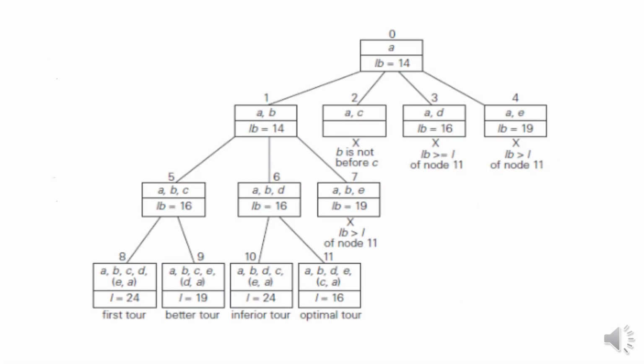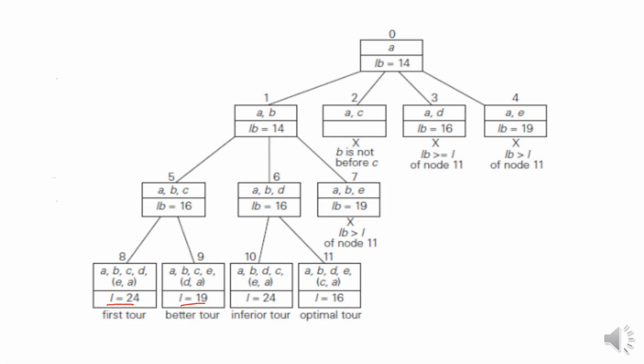So now let us continue the state space tree. When the fifth node is expanded, we get nodes 8 and 9, wherein we have seen after going to city A, B, C, if we go to the city D, then the tour ends with E and returning back to the starting city, wherein we found the length value is 24. If we visit A, B, C followed by E, then the last city to be visited is D, and returning to the vertex A, we get an L value of 19.